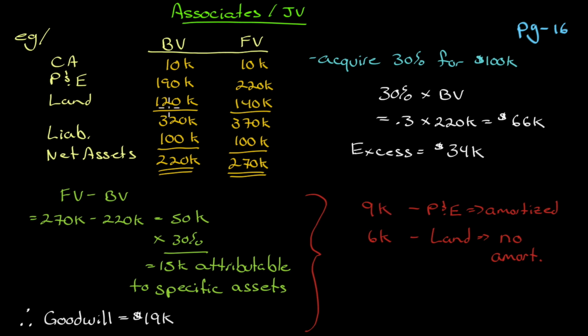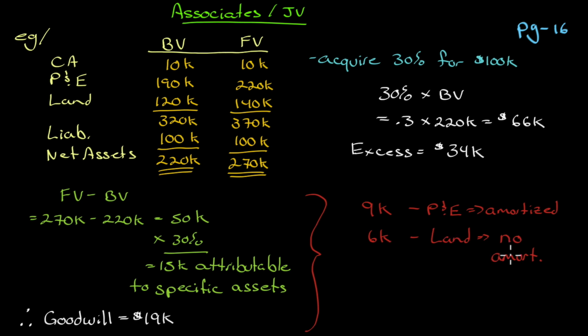Let's keep going. Land 120 to 140. There's an extra 20,000. So there's 30 here. There's 20 there. There's our full 50. Of this 20,000, 6,000 will be reflected in our investment in associate account.